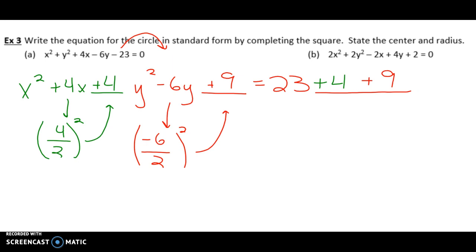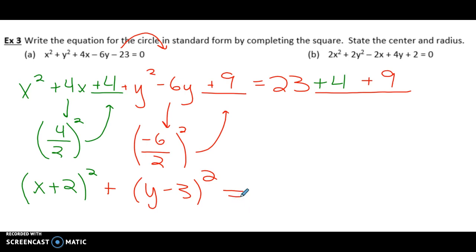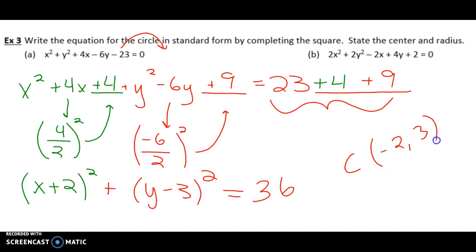So Easton, what factors of 4 add up to 4? 2 and 2, right? So I'll write that as x plus 2 squared. Sammy, what factors of 9 add up to -6? Yeah, now don't forget to put a plus sign in the middle here. So we'll go y minus 3 twice, or squared, equals, Drake, what does the right side come out to when you add all of these together? I got 36. Good. Now we're in standard form. The center is (-2, 3) with a radius of 6.